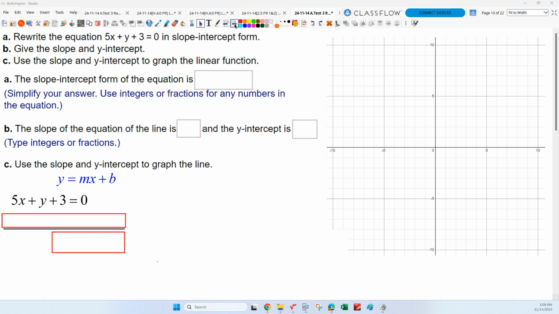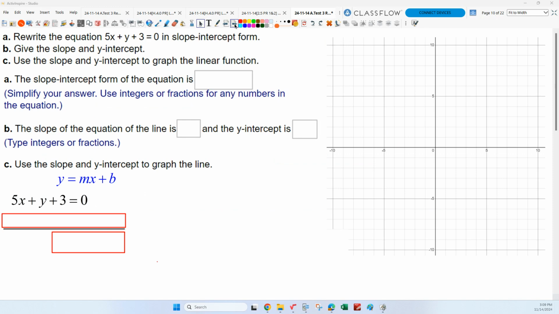All right, so on to the linear equation stuff. They want us to do a bunch of things here. Rewrite the equation 5x plus y plus 3 equals 0 in slope-intercept form. So what is slope-intercept form? Y equals mx plus b. How do we know? Because it's named after its ingredients, slope and y-intercept, slope-intercept.